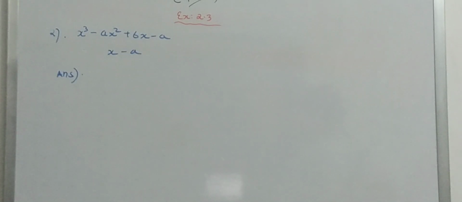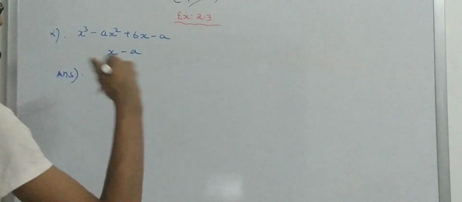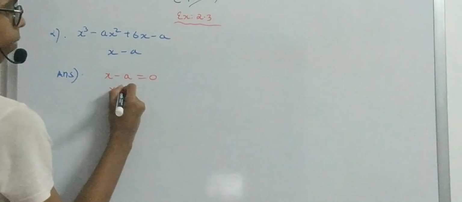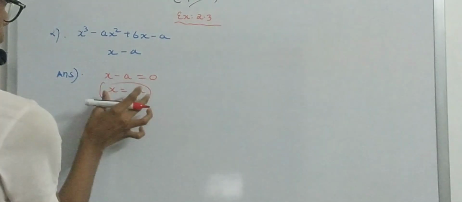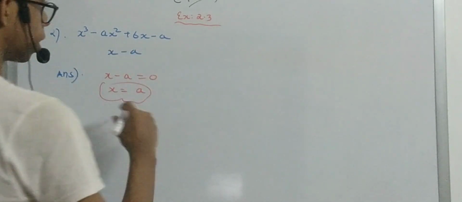So our second question is: find the remainder when x cube minus ax square plus 6x minus a is divided by x minus a. Here also, first of all find the value of x. So take x minus a, equate it to 0. So from here we will be getting x is equal to a. Now substitute this value of a over this equation that you have got.